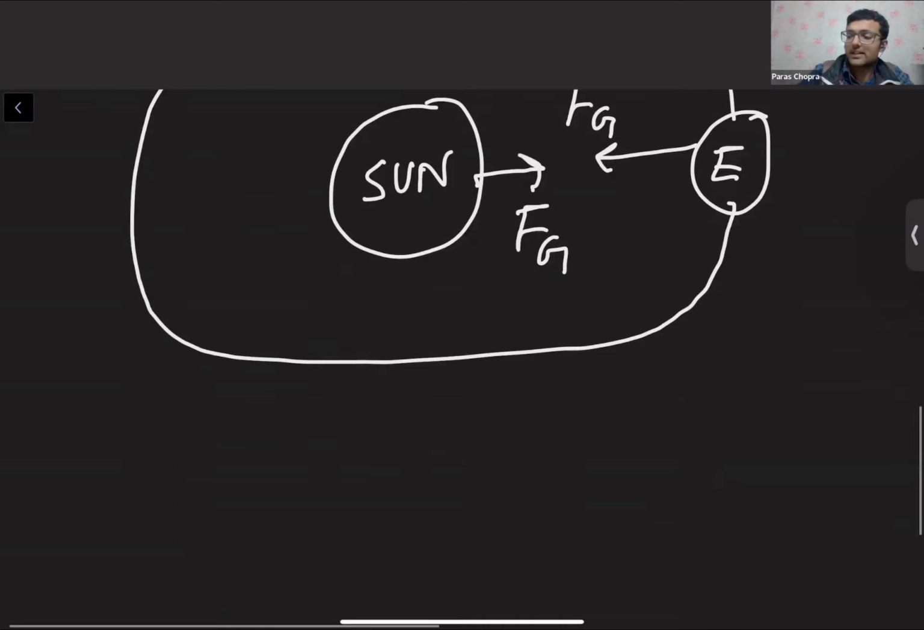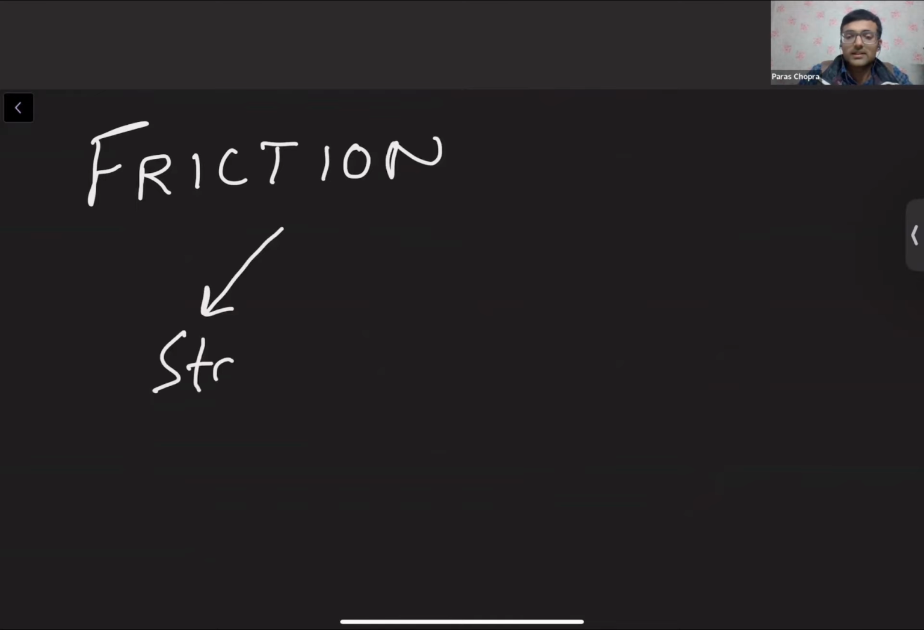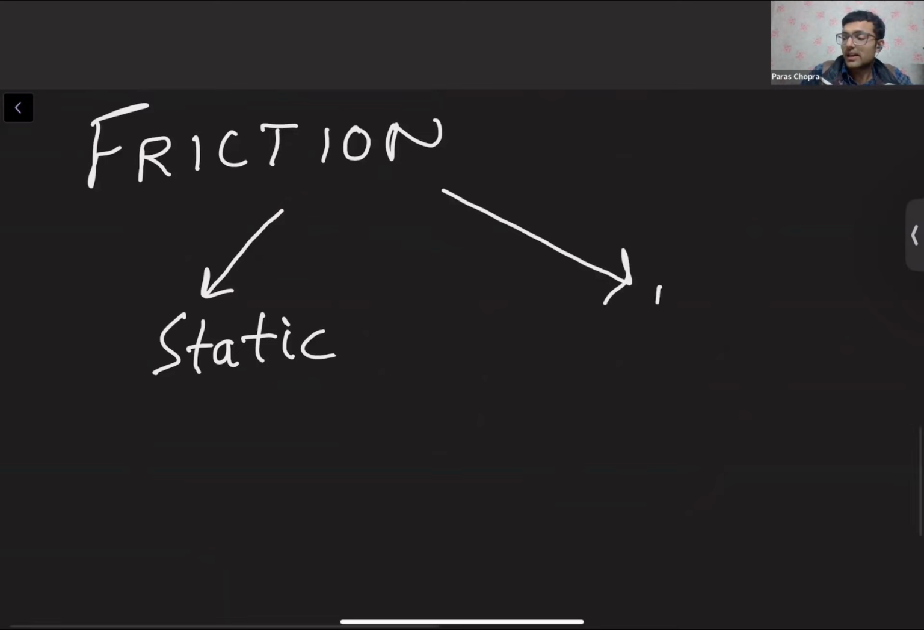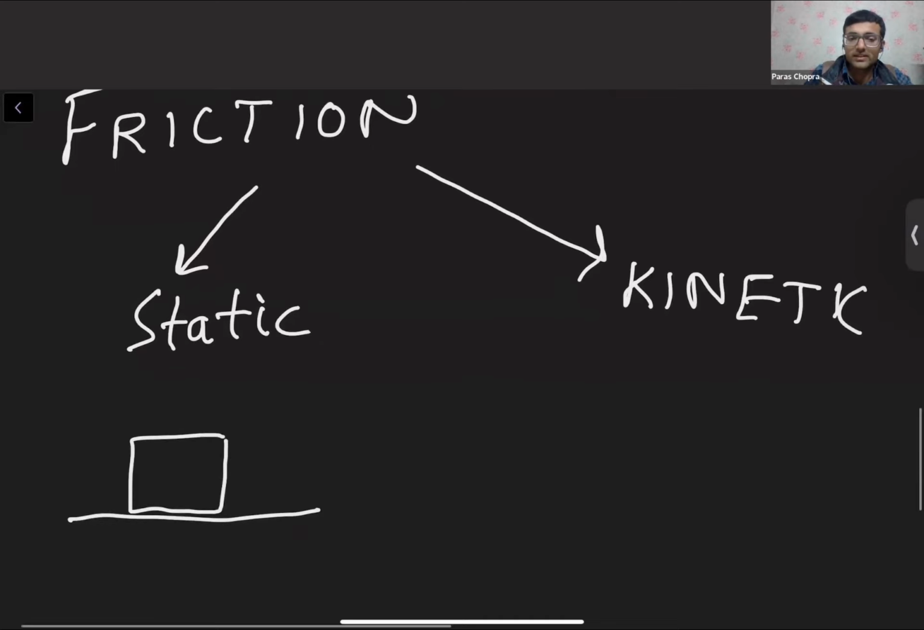The next thing to discuss in this chapter is the forces of friction. There are two types of friction. One is static friction, which acts between two bodies when they are not moving relative to each other. The other type is kinetic friction, which acts when the two bodies are moving against each other with some velocity. Now, static friction has a maximum value which is equal to mu of static friction times the normal force.